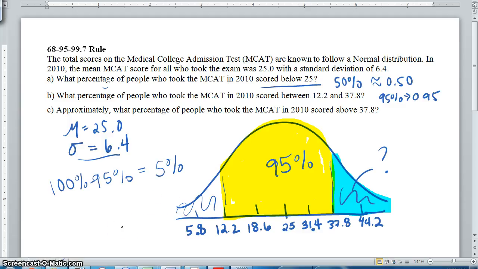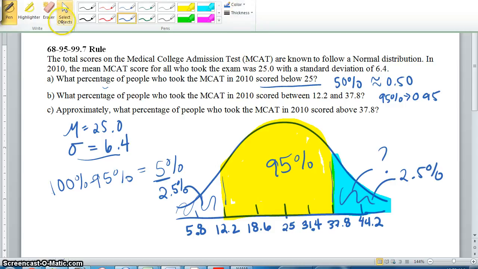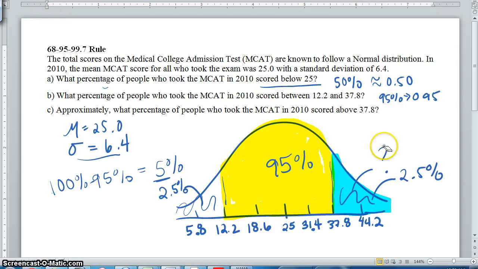Well, this is a symmetric distribution. So what that means is that I have to split this 5% in half. Down here there will be 2.5%, and up here there will be 2.5%. So by visualizing the data and using the 68, 95, 99.7 rule, we can get a nice approximation for a lot of these normal distribution problems.